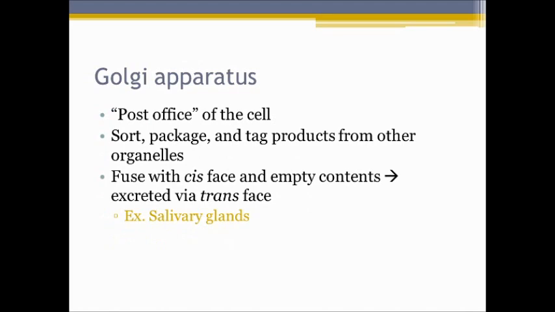The Golgi apparatus is known as the post office of the cell because it sorts, packages, and tags products from other organelles to be sent elsewhere in the cell or out of the cell. There's two different phases of the Golgi apparatus, a cis phase and a trans phase. So, products that are entering the Golgi apparatus to be sorted, packaged, and tagged will fuse with the cis phase via a vesicle and empty its contents. The Golgi apparatus will do what it does best, and then those products will be excreted via the trans phase to either be excreted by the cell or to travel somewhere else within the cell. So an example of a structure that would have a lot of Golgi apparatus would be the salivary glands, as they make a lot of products to be excreted in the form of saliva.